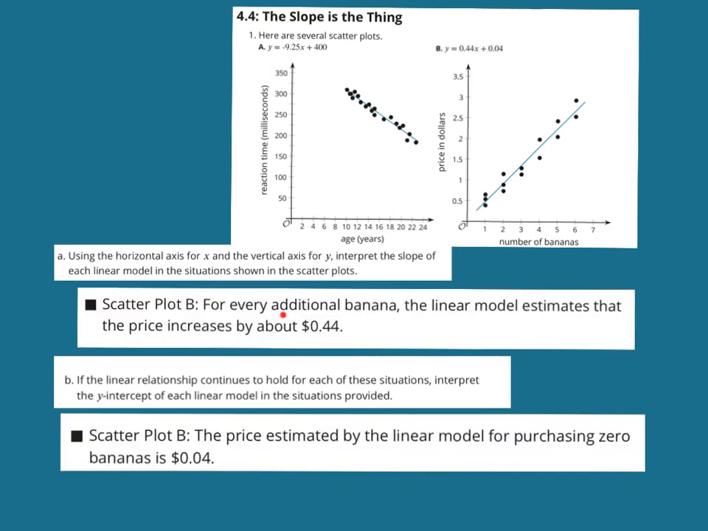Okay, so there you have it. For every additional banana, the linear model estimates that the price increased by about 44 cents. And then the price estimated by the linear model for purchasing 0 bananas is 4 cents. So again, there's this sort of cost associated with walking into the building, right? But I think if you walked into the store and you bought no bananas and you walked back out, no one's going to say, hey, you owe us 4 cents.